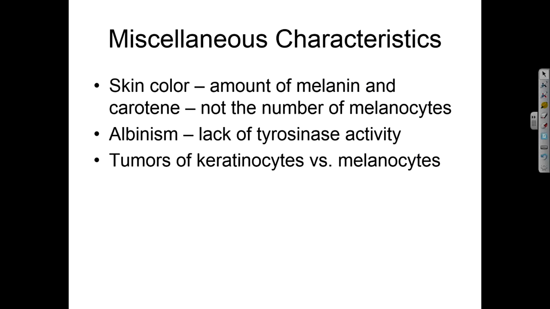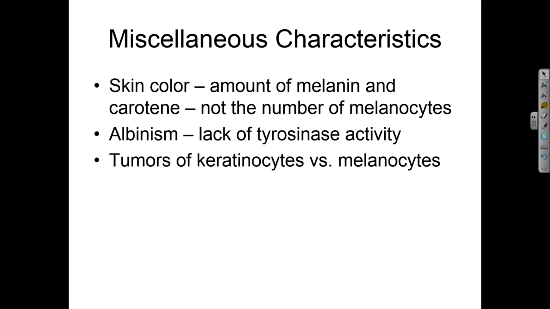So a couple of miscellaneous characteristics. Skin color is attributed to the amount of melanin, not the number of melanocytes. So you know, we're all different colors here, but we all would have pretty much the same number of melanocytes, but those of us with a darker complexion probably have more active melanocytes, making more melanin, as opposed to other people. Albinism: an albino doesn't have a functional tyrosinase enzyme.